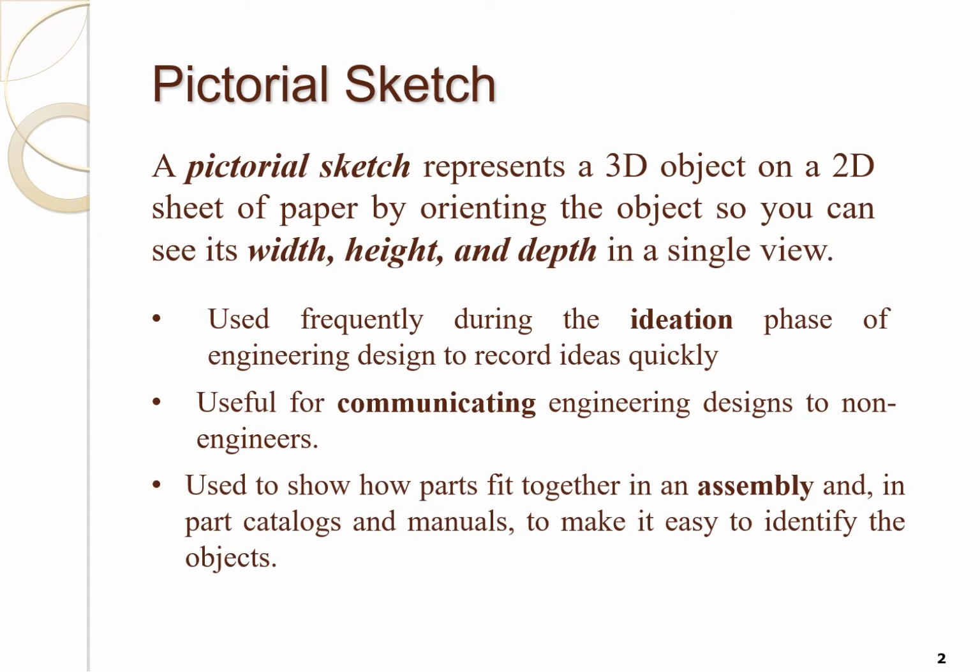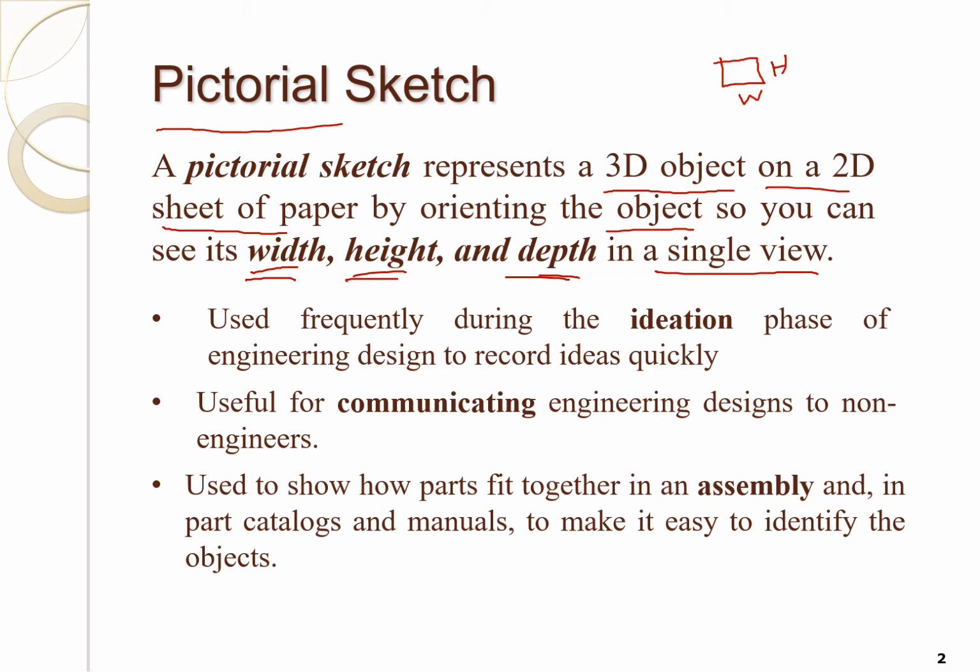The usage is in Pictorial Sketch, and Pictorial Sketch is the one in which a 3D object is represented on a 2D sheet of paper by orienting the object so you can see its width, height and depth in a single view. Before that we were talking about multi-views, and in multi-views we only had 2 dimensions in one view. Like if this is your front view, you only had width and height. But in pictorial sketches, we orient the object such that we see the width, height and depth in a single view.